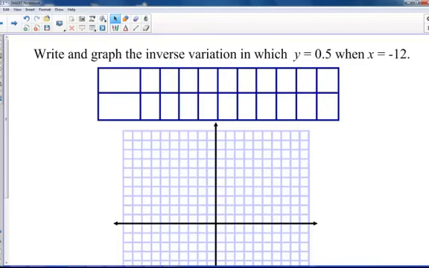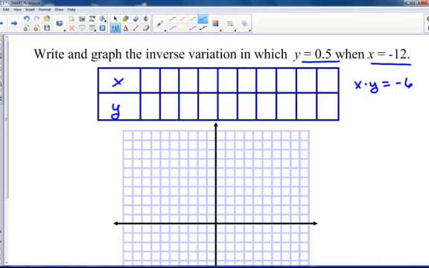So if we're going to make a table where y is 0.5 and x is negative 12, that would mean that x times y would give us negative 6. So I'm going to go ahead and put negative 12 giving 0.5. So you can think of any numbers that multiply to give negative 6. If x is negative 6, y would be 1. If x is negative 3, y would be 2. If x is negative 2, y would be 3. If x is negative 1, y would be 6.